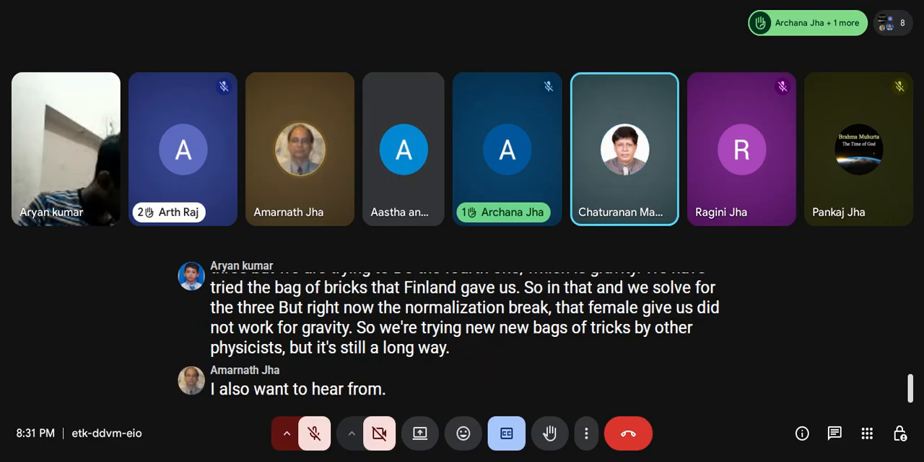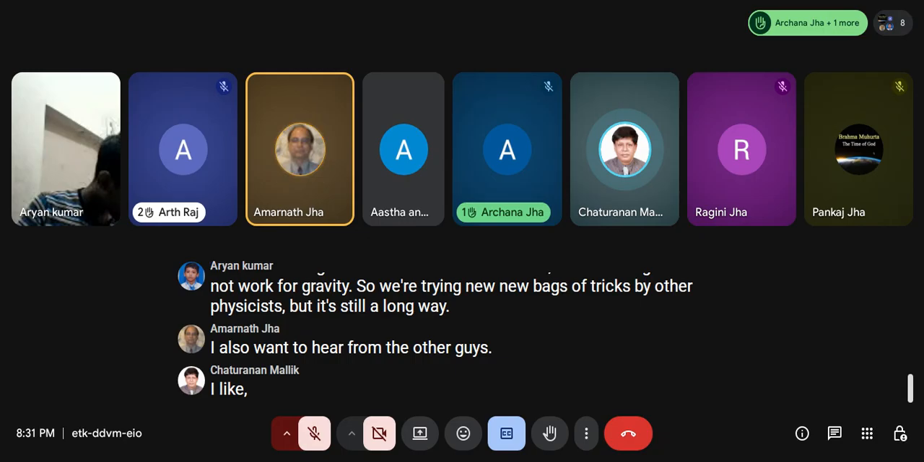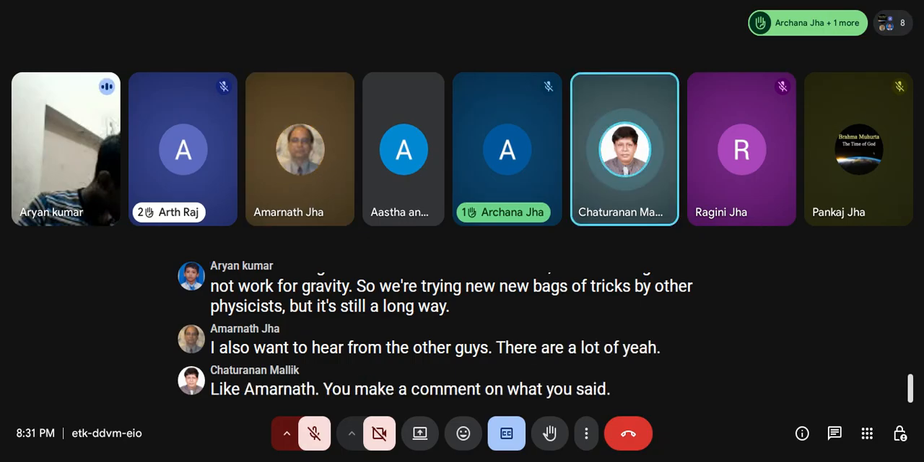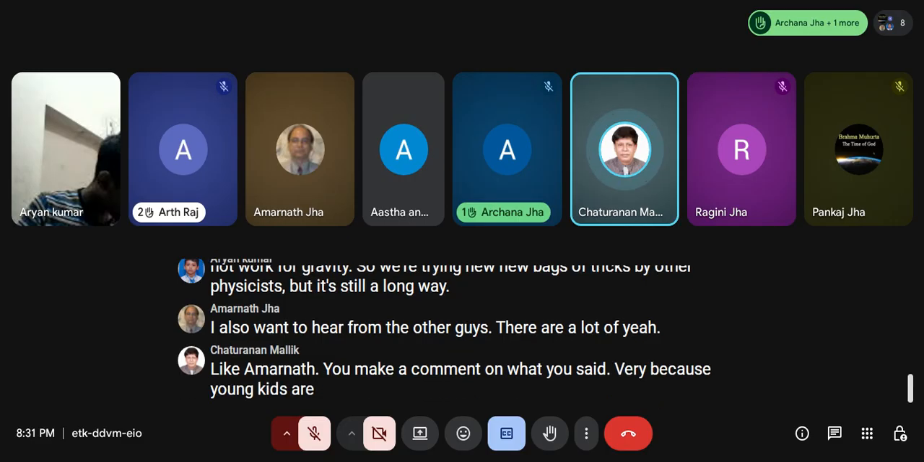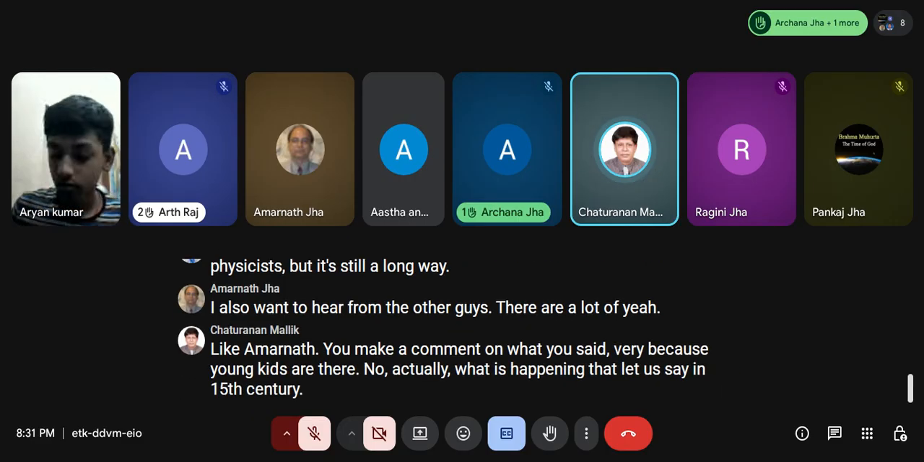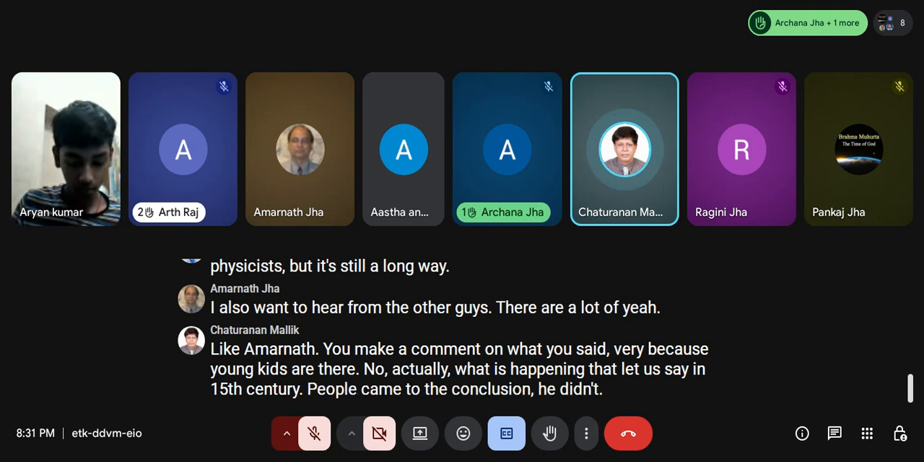I also want to hear from the other guys. Amarnath ji, yeah, I'll make a comment on what you said because young kids are there. So actually, what is happening is that let us say in the 15th century, people came to the conclusion कि जितना भी जानना था हम लोग सब जान गए, अब कुछ जानने का जरूरत नहीं.